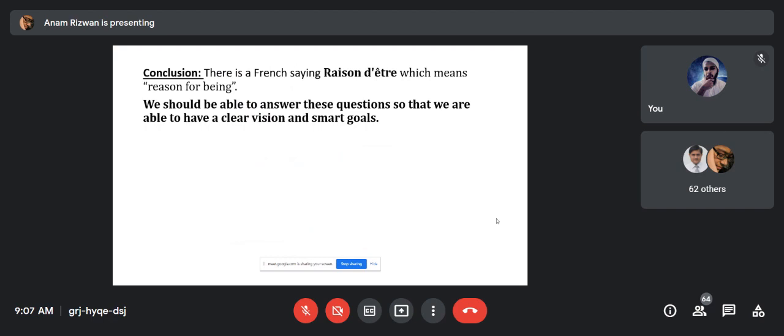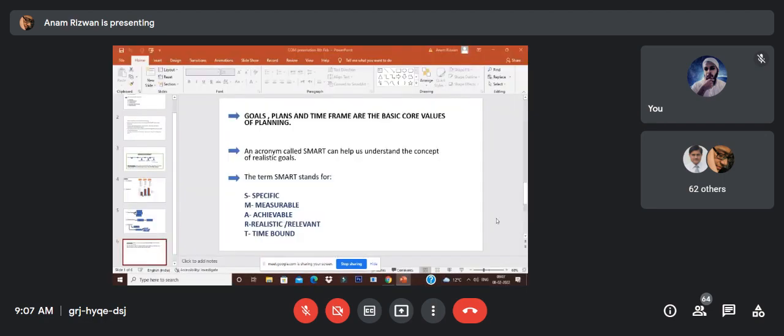Now, there's a French saying called raison d'etre, which means reason for being. So we should be questioning ourselves, not only in a business organization but also in life, what kind of life we want, what kind of changes we want to bring in the society. When we're able to answer these questions, we'll be able to have a clear vision and smart goals. Thank you.